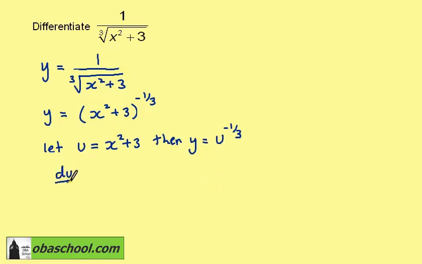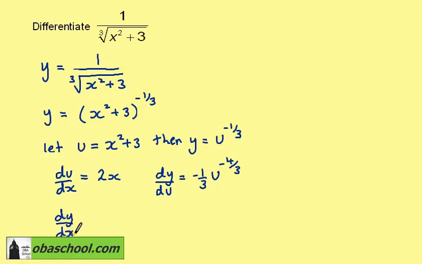Differentiating, du dx is equal to 2x. dy du is going to be minus 1/3 u to the minus 4/3. Now forming a chain, dy dx is going to be equal to dy du times du dx.